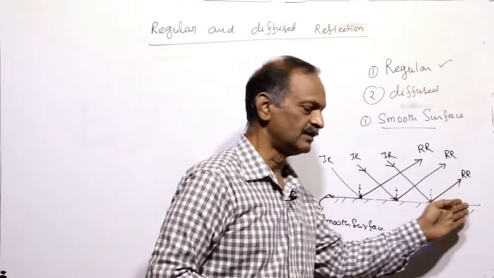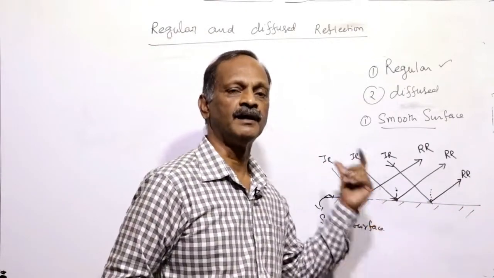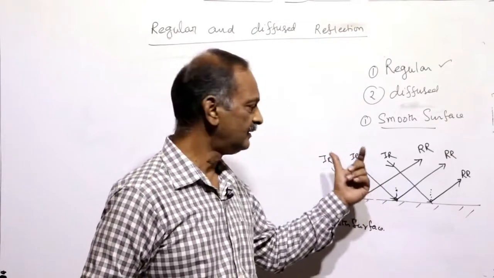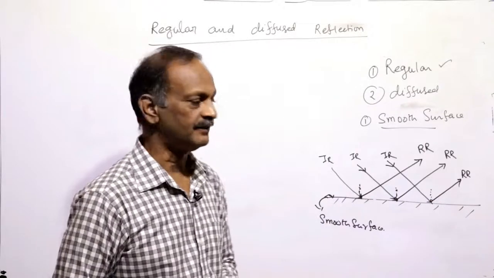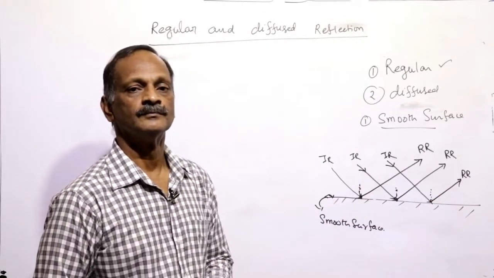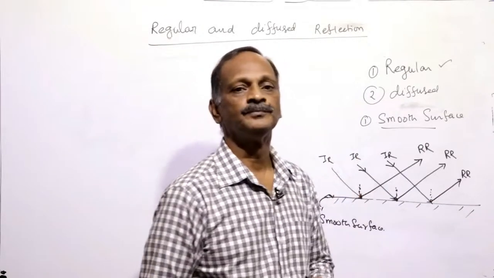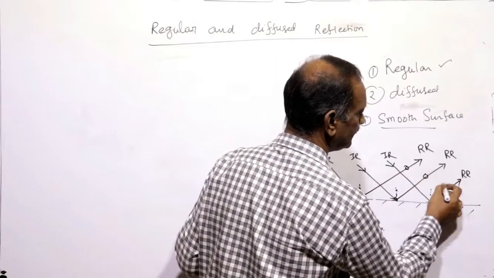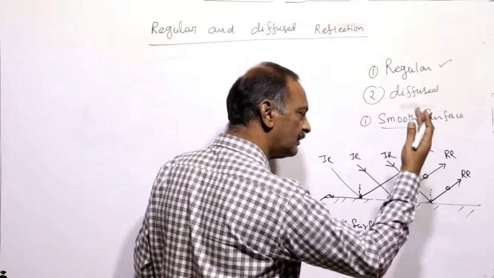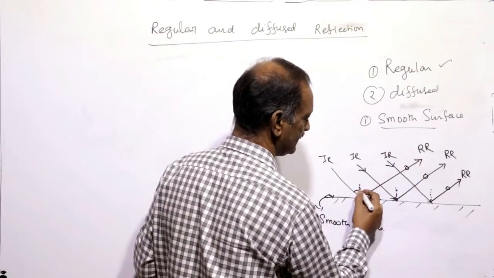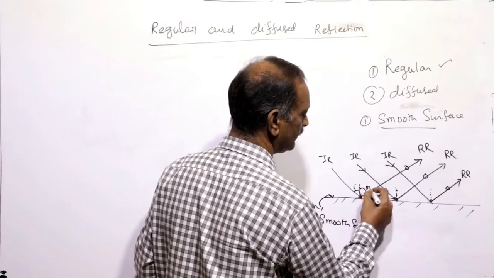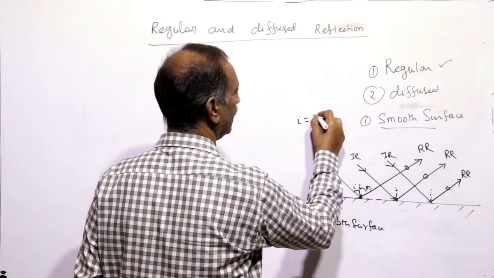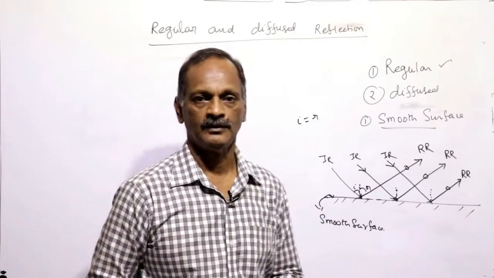Since it is a smooth surface, incident rays that are parallel on the reflecting surface will be reflected with the same angle of reflection. It means all of them will be parallel rays after reflection from the smooth surface. This is your I, this is your R. Since the surface is smooth, angle I is equal to angle R according to the laws of reflection.